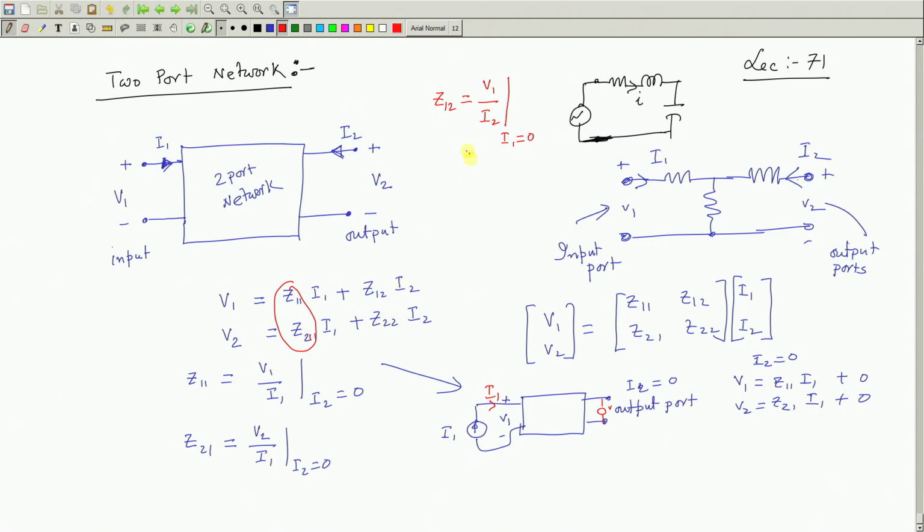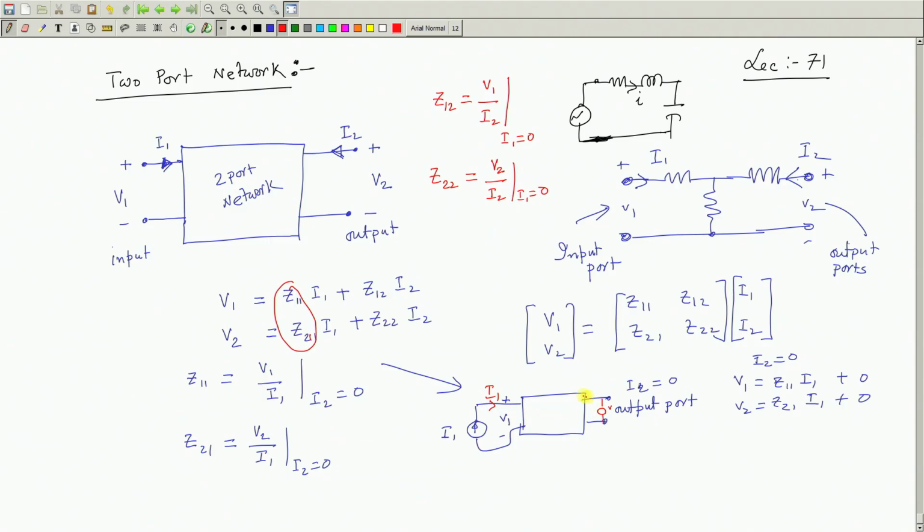And this element also, Z 22, should be V 2 by I 2 with I 1 equal to 0. So, which experiment do I have to perform to know these 2 parameter values in ohms?